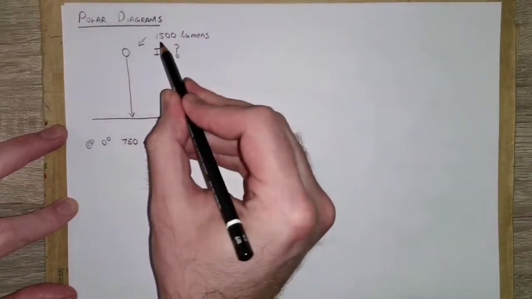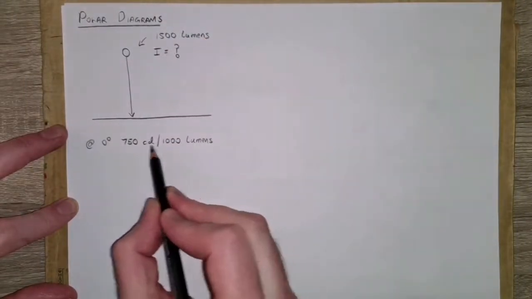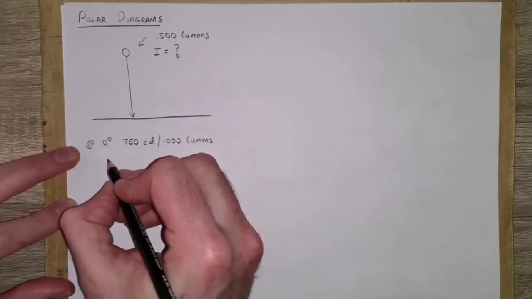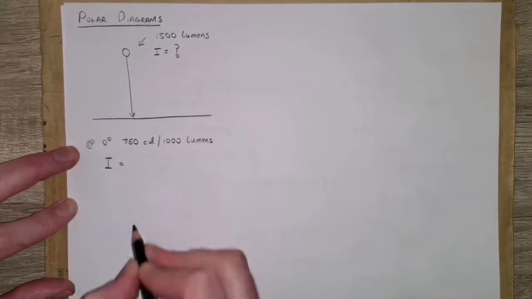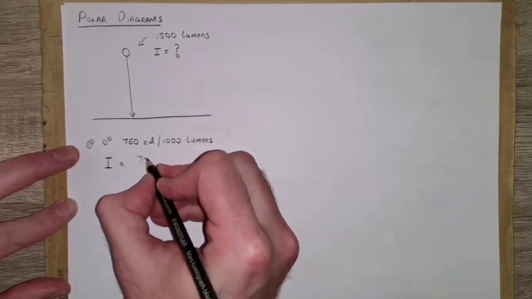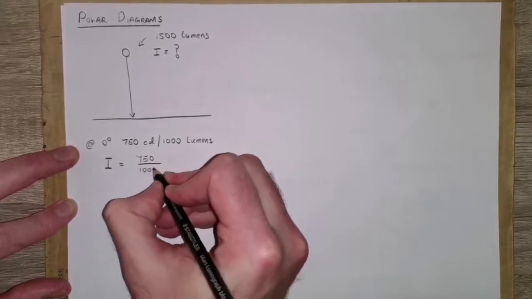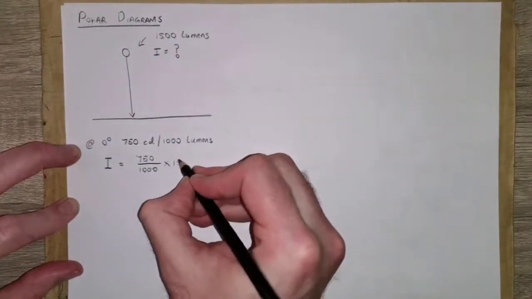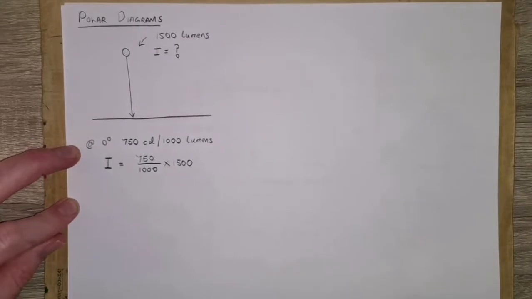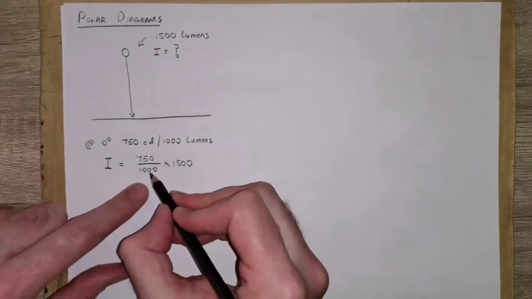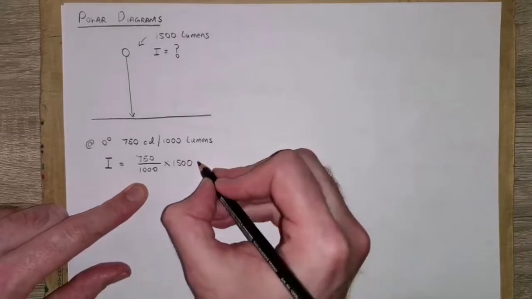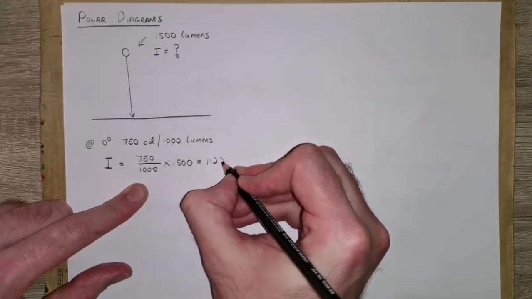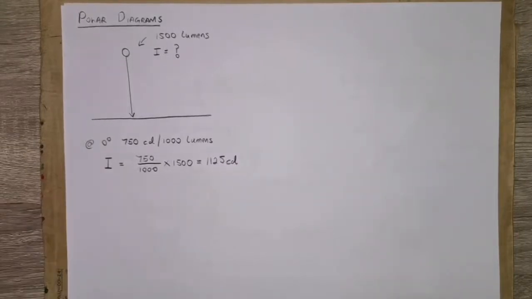But with that then, if it's 1500 lumens and we get 750 candela per 1000 lumens, then the luminous intensity for this example will be 750 over 1000, that's from our polar diagram, multiplied by the 1500 lumens of our lamp. And you can see that this is lumens, and lumens will cancel. And we end up getting luminous intensity of 1125 candela.